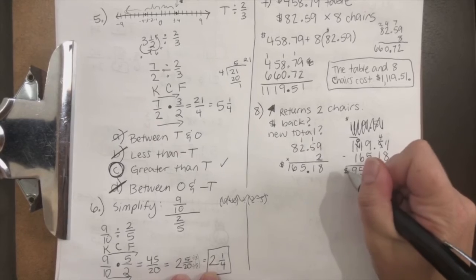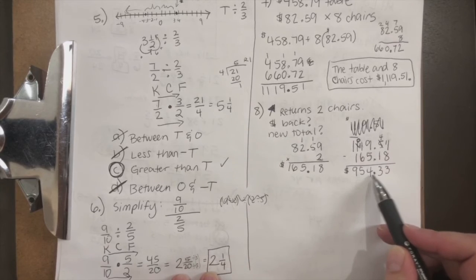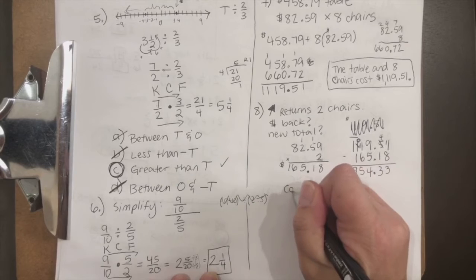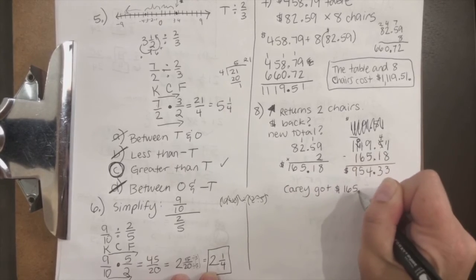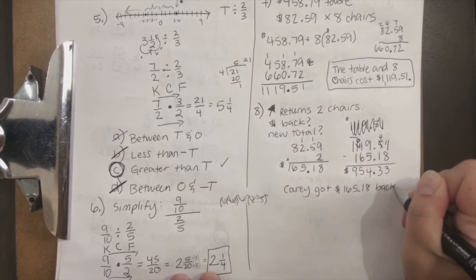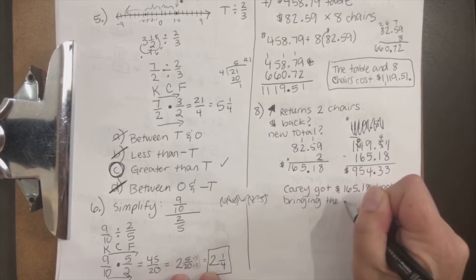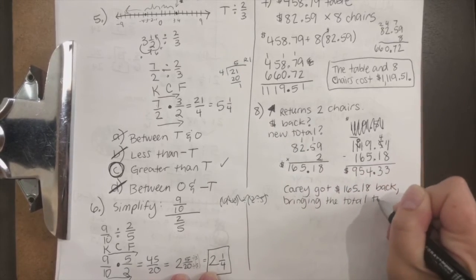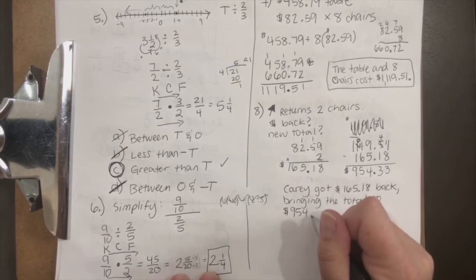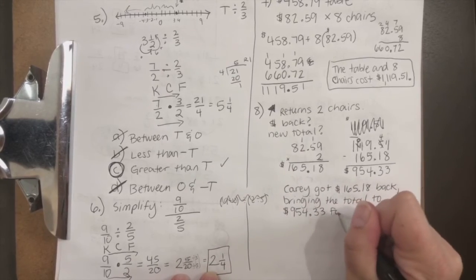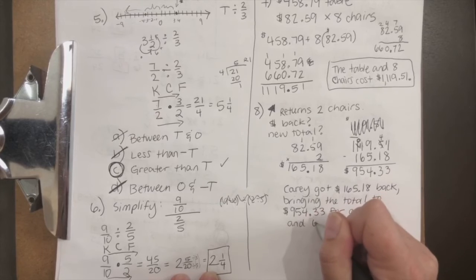So now the total amount spent on 1 table and 6 chairs is $954.33. So Carrie got $165.18 back, bringing the total to $954.33 for a table and 6 chairs.